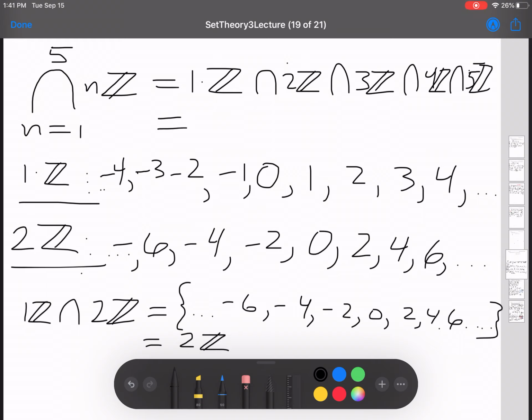All right, so what we found here is that now you can do these in any order you want because intersection is commutative and associative. So we did this. So then now we have just 2z.